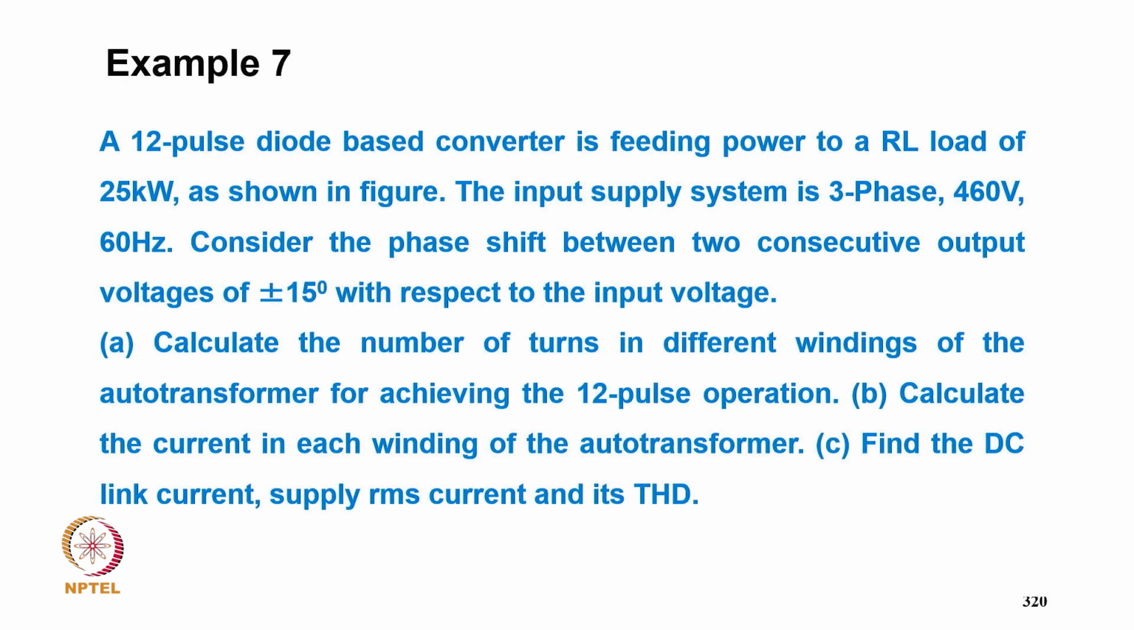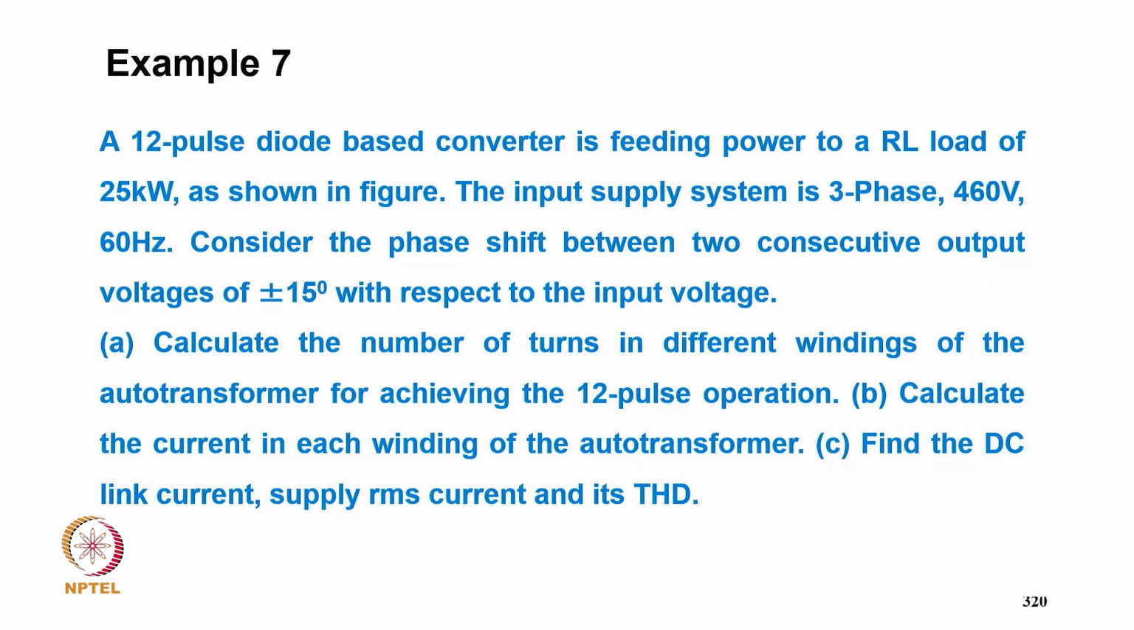So coming to example 7: a 12 pulse diode bridge converter feeding power to an RL load of 25 kilowatt as shown in the figure. So input supply voltage 3-phase 460 volt 60 Hz. Consider the phase shift between the two consecutive output voltages of plus minus 15 degree with respect to the input voltage. Calculate the number of turns in different windings of the autotransformer for achieving 12 pulse operation.